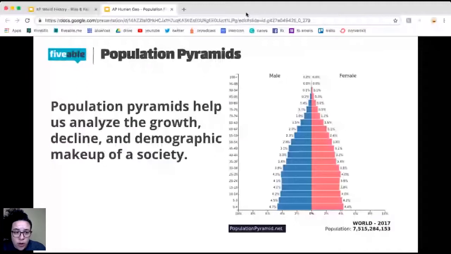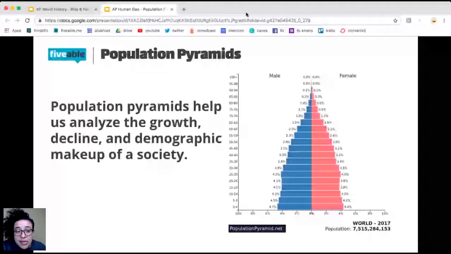So one of the ways that we can analyze populations is through population pyramids. It helps us to see who lives in a society. You can have a population pyramid for any region. It could be a city, a state, a country, or the whole world. This is the population pyramid for the entire world. Just to give you a quick sense of what's going on here, there's a lot of pieces of data that it's telling us.